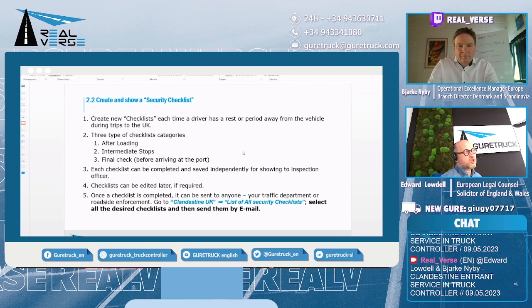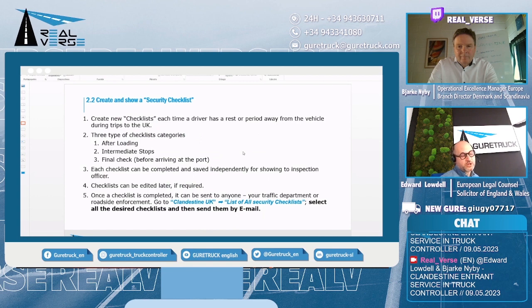Some important points about checklists. When do you need to create the checklist? The checklist needs to be created each time a driver has a rest or a pause or spends any period of time away from his vehicle. And of course, this is in the context of trips to the UK. The way that our checklist works is it records your checks at a particular moment in time. So for a journey, there'll be at least three times to make the checklist: after loading, after each intermediate stop, and a final check before arriving at the port. Each of these will be recorded on a separate checklist.